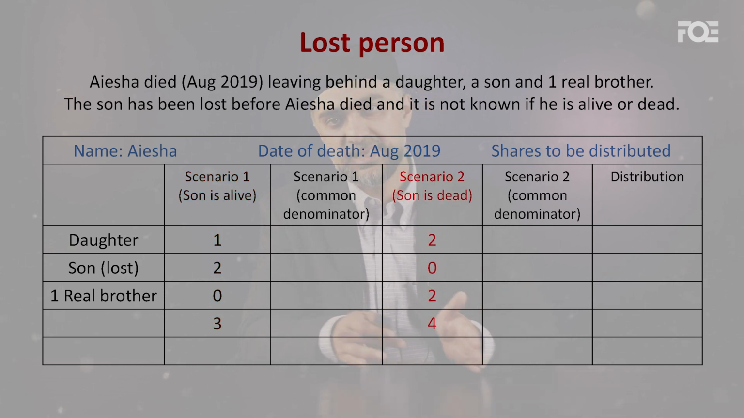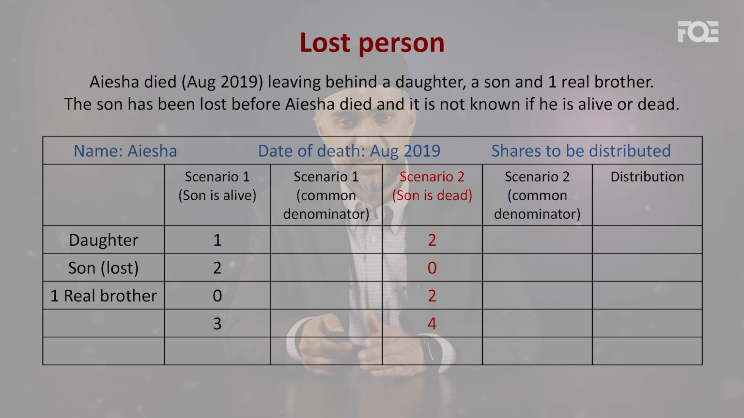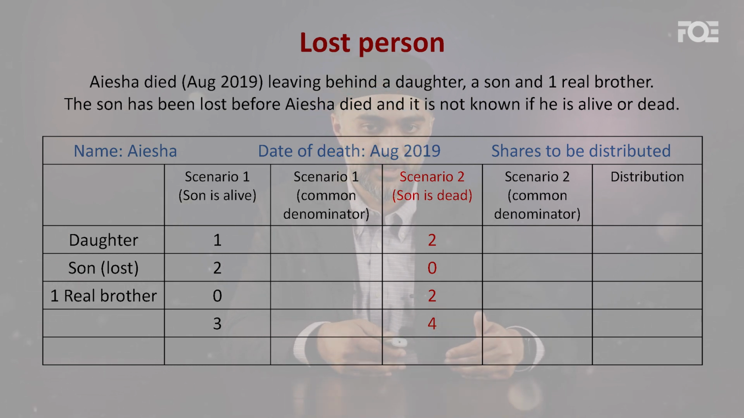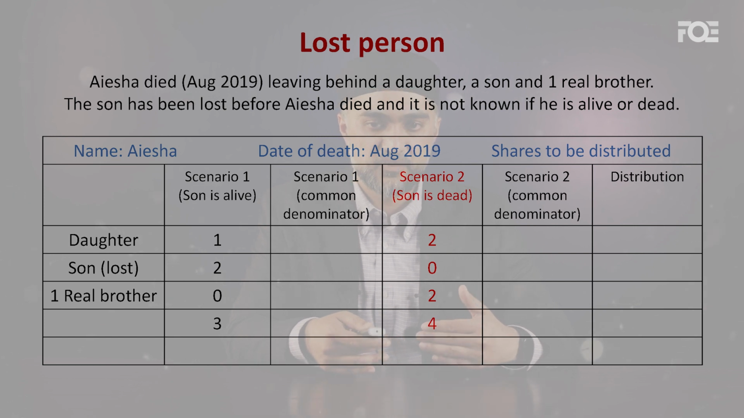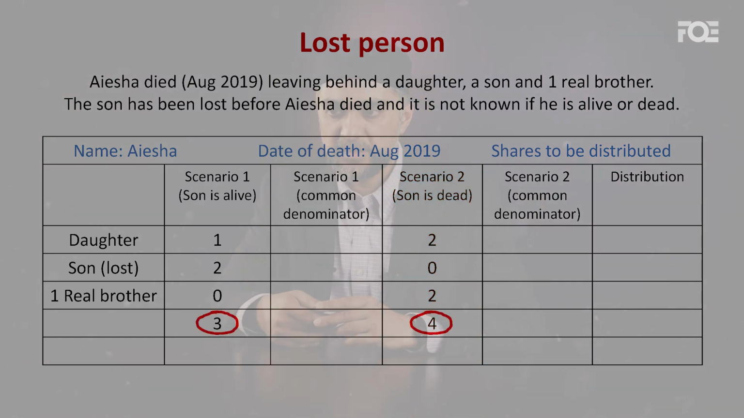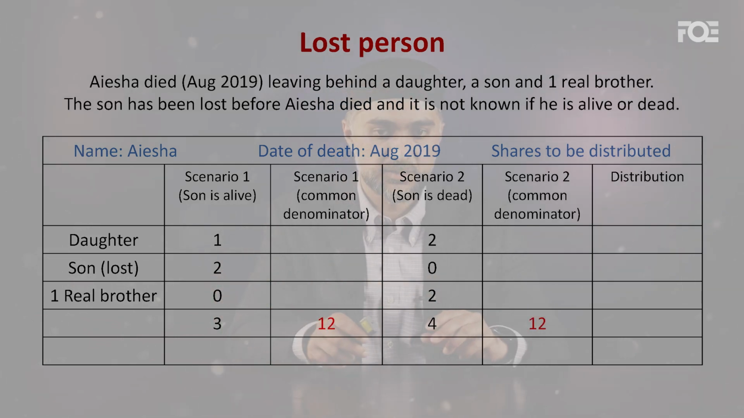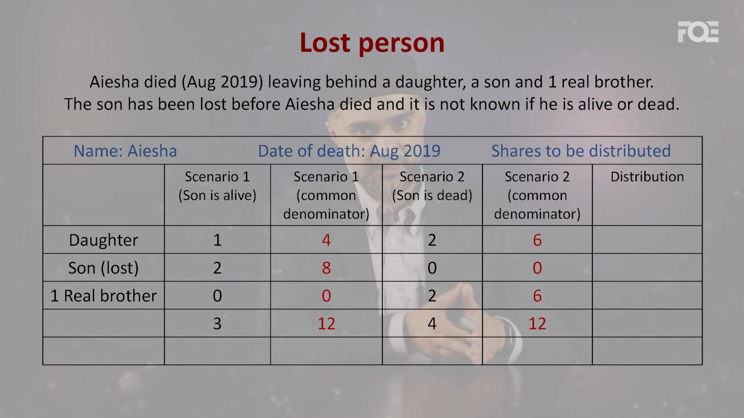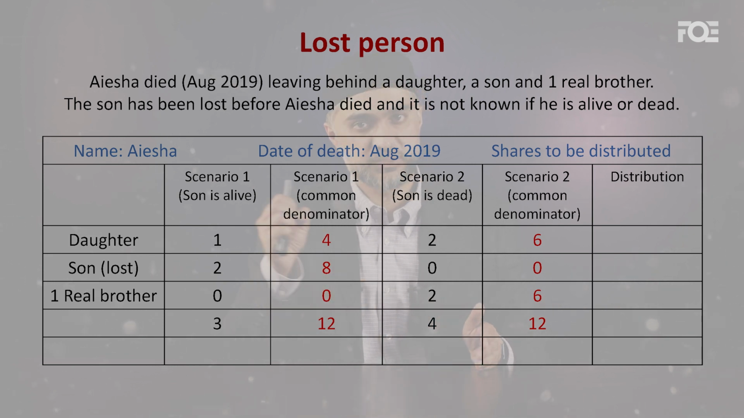Scenario two is that the son is dead. In this case, the daughter gets half, and the other half goes to the real brother, so out of 4, they get 2 and 2. Now we are dealing with 3 and 4 as the denominators. Let's make them one denominator, and the common number is 12. So 12 becomes the denominator, and in scenario one we see that 8 parts would have gone to the son. In scenario two, 0 parts go to the son and 6 go to the real brother.